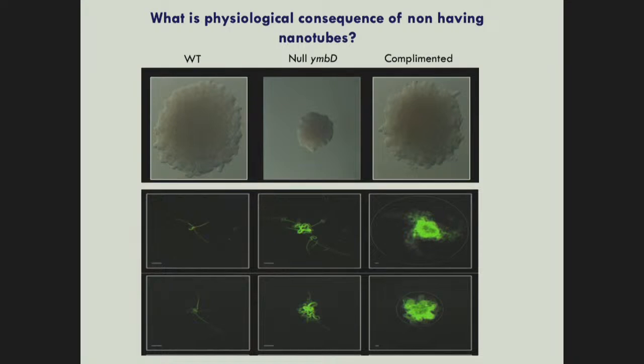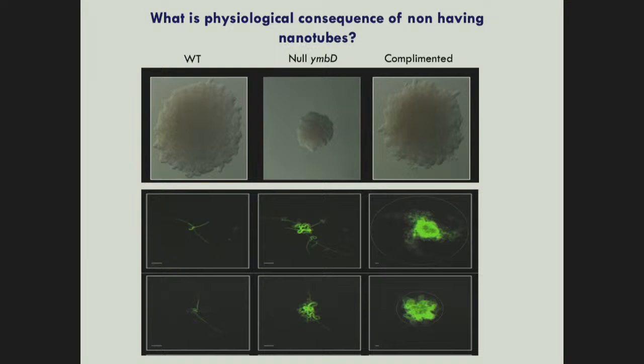So what is the physiological consequence of having these nanotubes? For that, when we took wild type, they grow overnight. But when we do knockout null YmdB, they cannot grow. I mean, they have a small colony morphology. Then the next question was, let's complement it. Then we put YmdB back in the genome, and you can see the complemented strain and wild type show similar growth.